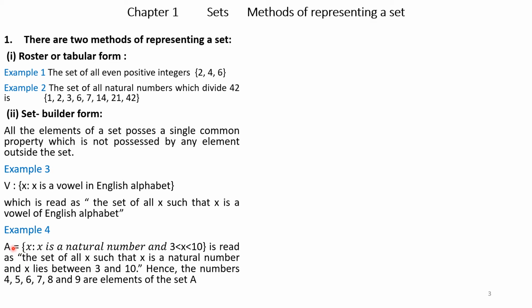Set A is the set of all x such that x is a natural number and x lies between 3 and 10. That is, 3 < x < 10 is read as the set of all x such that x is a natural number and x lies between 3 and 10. Hence the numbers 4, 5, 6, 7, 8 and 9, which lie between 3 and 10, are elements of the set A.